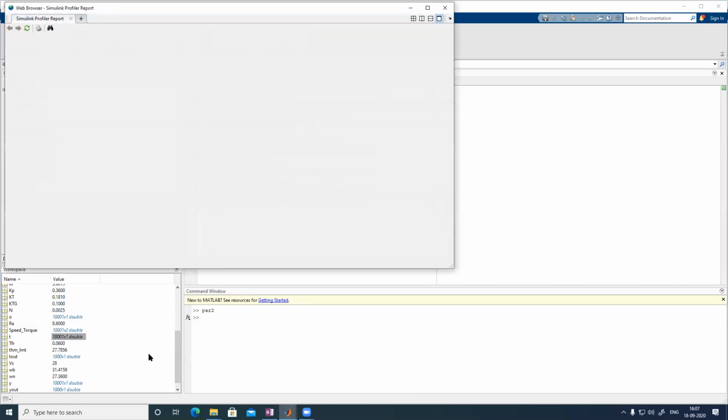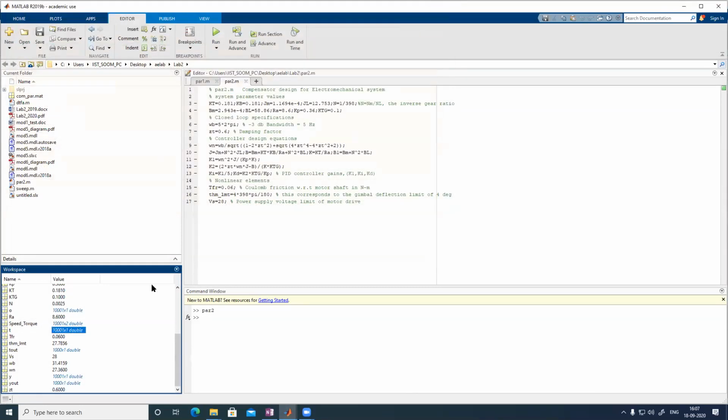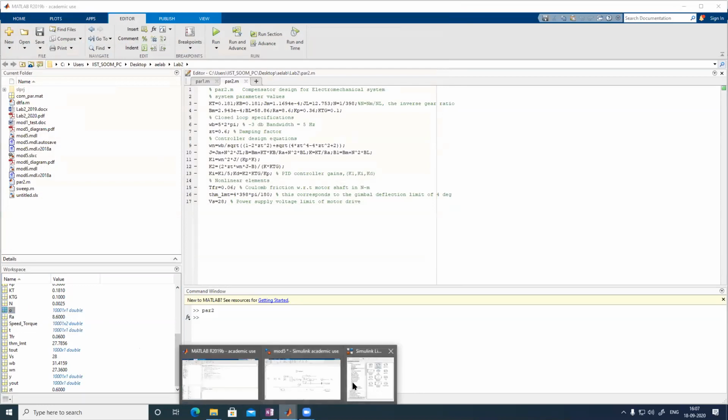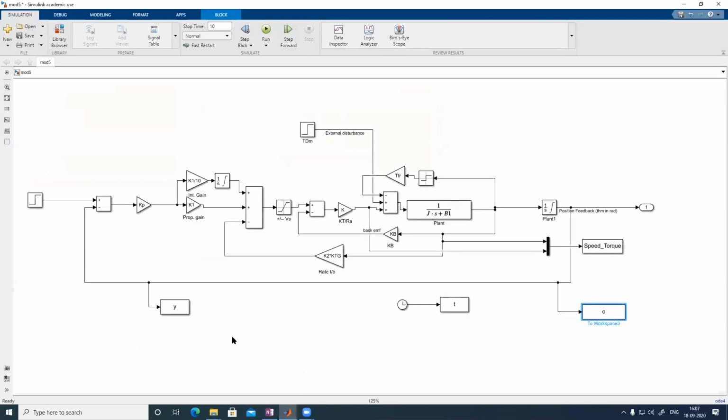Sir, it is showing us currently no linearization inputs or outputs marked. Sir, you cannot use the linear analysis here. Use this: you run it and plot t comma y will give you a step response. This is output y and t is time. Plot t comma y will give you a step response only because you are applying step input.